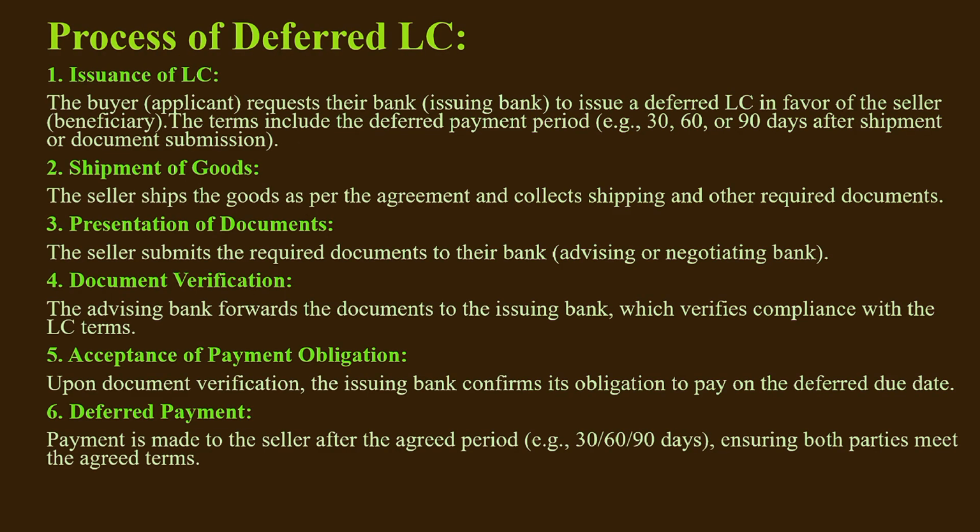What is the process of deferred LC? First, issuance of LC. The buyer or applicant requests their bank, the issuing bank, to issue the deferred LC in favor of the seller. The terms include the deferred LC payment period, which may be 30, 60, or 90 days after the shipment or document submissions.